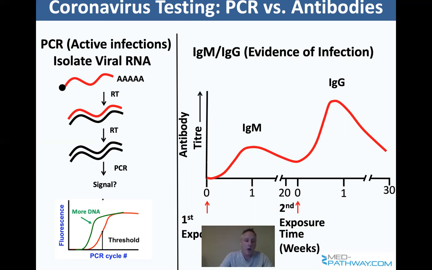Now, we talked about how the number of cycles required to reach threshold is inversely proportional to the amount of initial input DNA. That's a really important thing to recognize about real-time PCR. So somebody whose threshold was achieved after 20 cycles has far more viral load than somebody whose threshold was achieved at 40 cycles. Clinically, this is translating into a big discussion about what is the appropriate number of cycles that people should use. Most clinical labs are using 40 or 37.